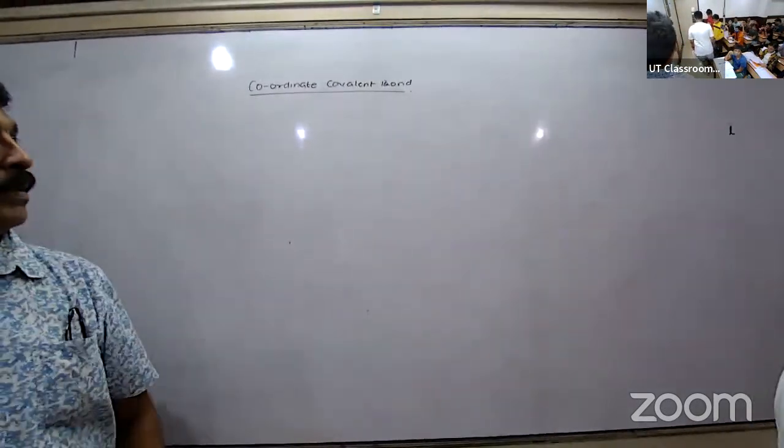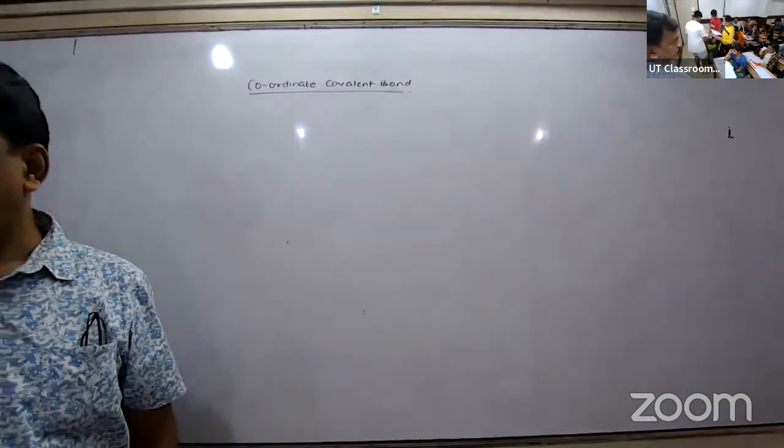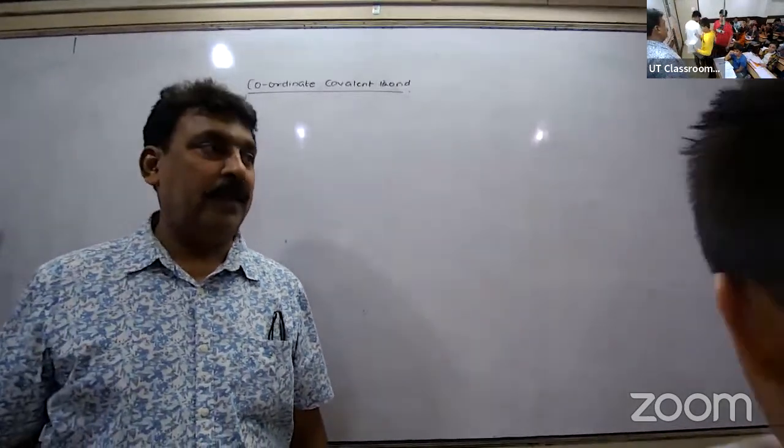Now see, coordinate covalent bond. Now what is this coordinate? Quickly, it's nothing.